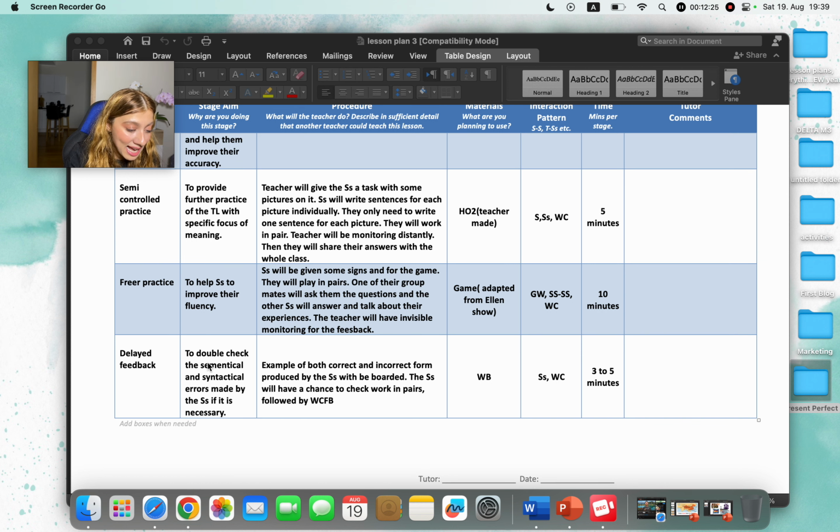And for the last stage, we have got delayed feedback. It is delayed feedback because this activity is designed to let the students speak with the language that we have taught them. They are going to talk and you are going to make some notes for the delayed feedback, and when they are done, you are going to write some correct and incorrect sentences that they have made, and you are going to wrap up the session by correcting their sentences. You can ask them to help you with correcting the sentences.